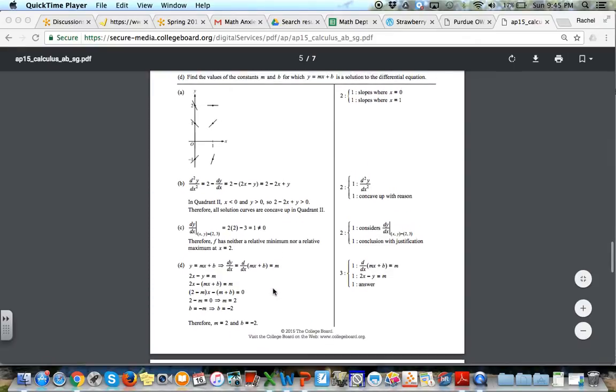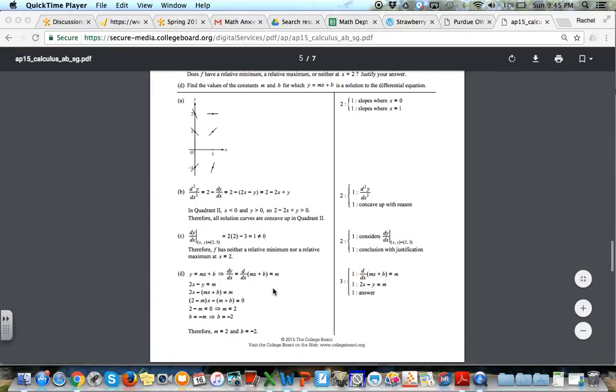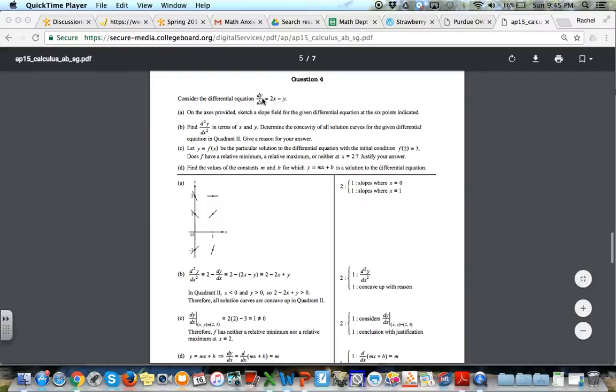Now D, we haven't worked any like this before, and it's a little complicated, so if we need to start here tomorrow, we can. But find the values of the constants m and b for which y equals mx plus b is a solution to the differential equation. And so you've got to figure out, what would I need to do to this to make it look like that? Well, this is a regular function. That's a derivative. So you have to take the derivative of this regular function to figure out how does it relate to this derivative that I was given.